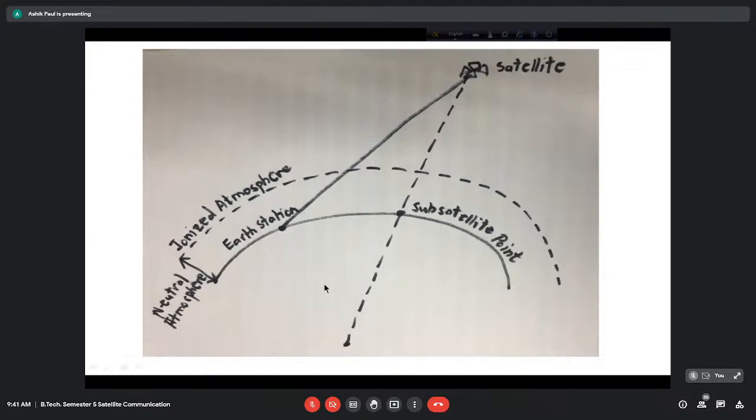Suppose this is the surface of your Earth, and suppose there is another layer, which is the lower height of the ionized atmosphere. We are not going to talk about this in this course. Below that we have the neutral atmosphere. If this is the satellite from which the Earth station is trying to receive signal, then when you join the center of the Earth with the satellite, the point on the surface of the Earth where it penetrates is known as the subsatellite point. This definition is important to remember because it is used in a lot of cases of satellite communication.